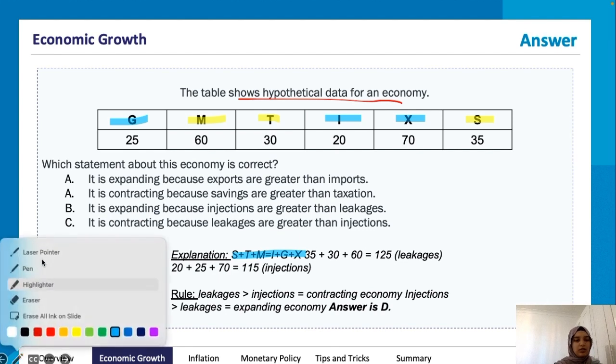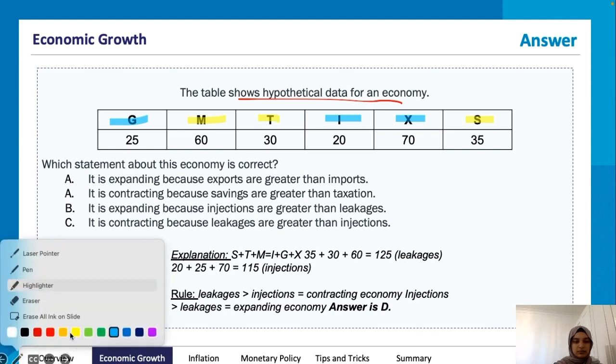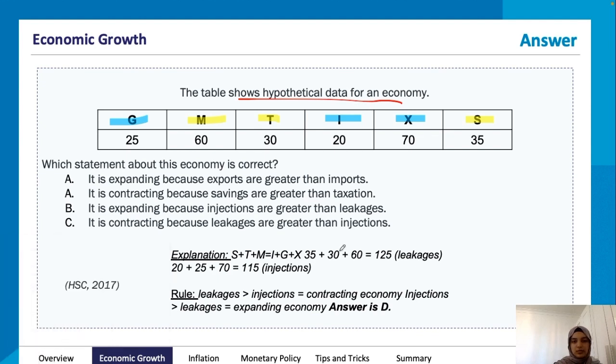Okay, so we've got STM equals IGX, which we already know. Let me change the color. Actually, might be a bit confusing. Right, so we've got STM equals IGX. 35 plus 30 plus 60 equals 125 in leakages, which we identified here. 35, 30, 60. And then injections, we've got 25, 20, and 70, which makes up 115 of injections.